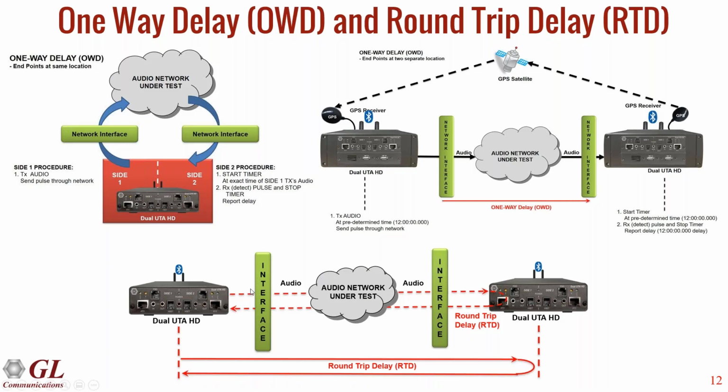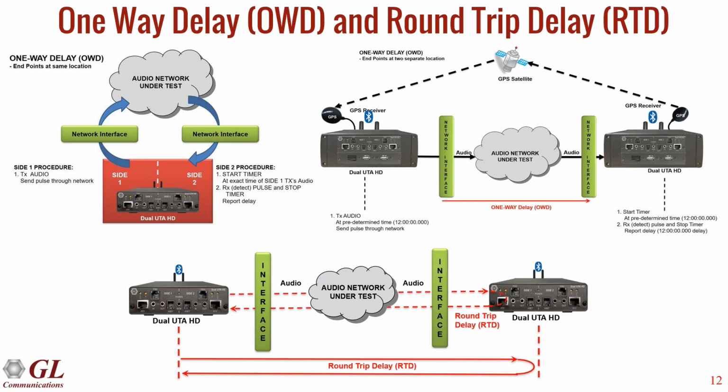Round-trip delay, what that does is, we're going to send a signal from phone 1 to phone 2. Phone 2 will loop it, and then phone 1 will get it back and provide a round-trip delay from phone 1 to phone 2 and back from phone 2 to phone 1. This does not require GPS. The two phones can be geographically separated.